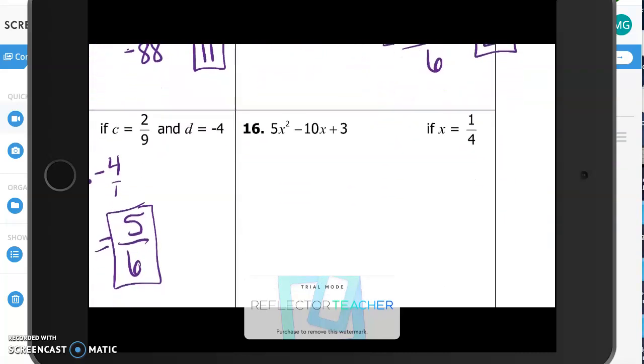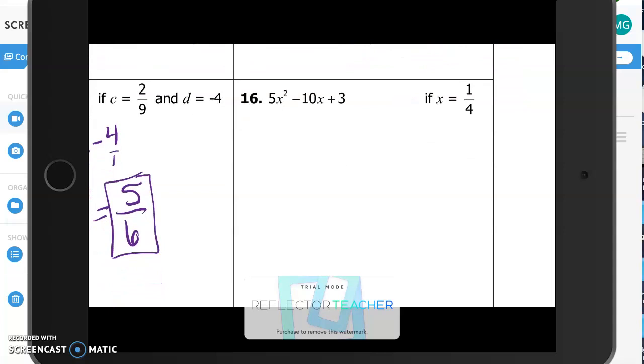And finally, 16, we have a fraction. So 5 parentheses 1/4 squared. Again, you absolutely have to have parentheses around the 1/4. So if your number's a negative or your number's a fraction to an exponent, you absolutely have to have parentheses. Minus 10 times 1/4 plus 3.